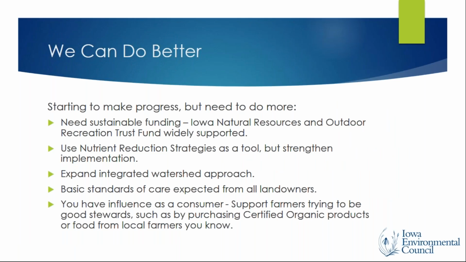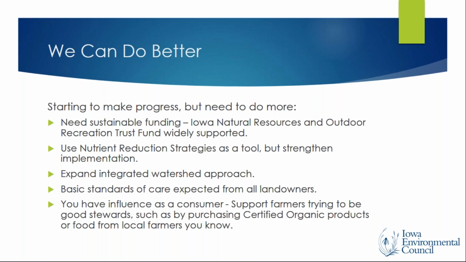And it's not like this is a hopeless problem. We can do better, and we can make progress. So there are opportunities ahead. We need sustainable funding. We believe that this is a good chance that this year we might get our Iowa Natural Resources and Outdoor Recreation Trust Fund supported in one way or another, or other sources of funding could be coming on board that can really help us address these issues. The nutrient reduction strategy that we have in Iowa is an important tool, and we are starting to see a more integrated watershed approach at our state level, which would be very positive for many reasons.